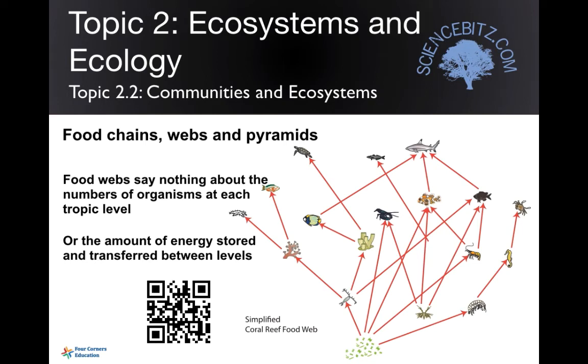So, food webs say nothing about the number of organisms at each trophic level. That's a limitation of them. Or the amount of energy stored and transferred between levels. They're only showing you the direction of energy flow and nothing more than that, and the connections within that energy flow. So, is there a better way of showing these energy relationships and the feeding relationships inside an ecosystem?